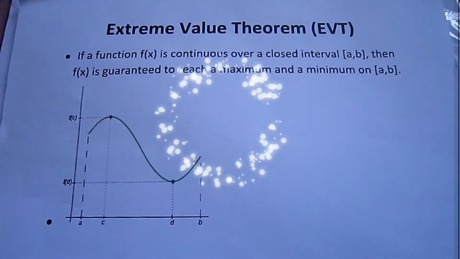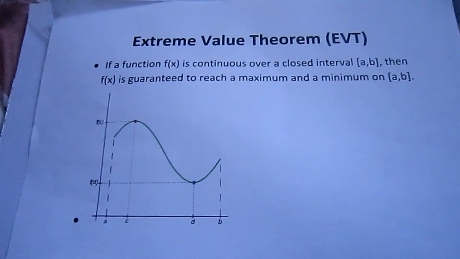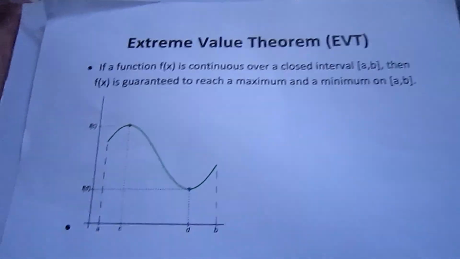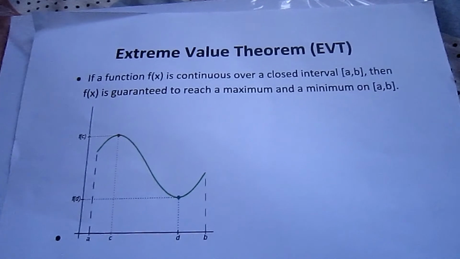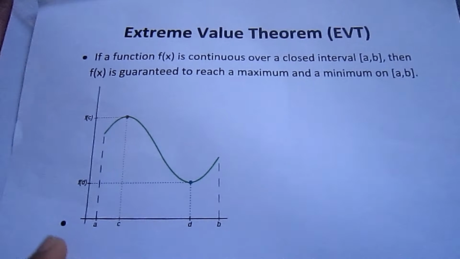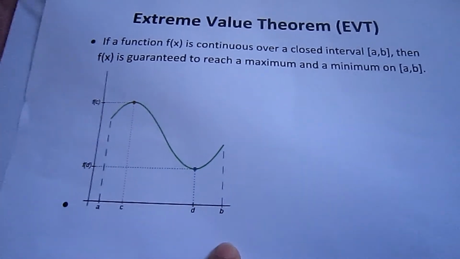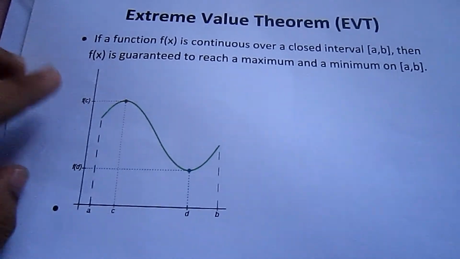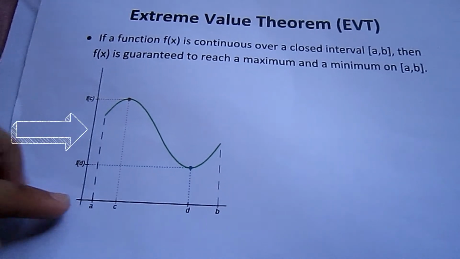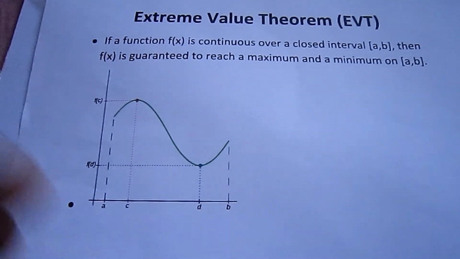So here we have the extreme value theorem. So again, it states that if a function is continuous over a closed interval AB, then the function is guaranteed to reach a maximum and a minimum on AB. So here we have an example of a graph. So the intervals are A and B. So they're denoted the function f of x, represented on the y-axis as f of A, and then f of B.